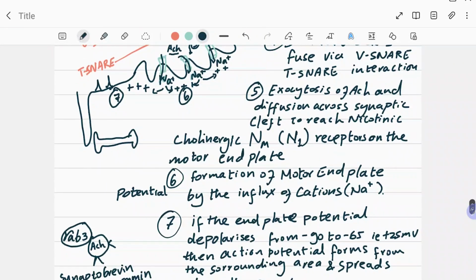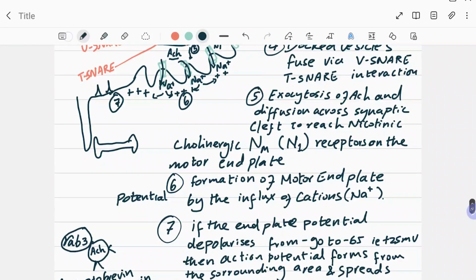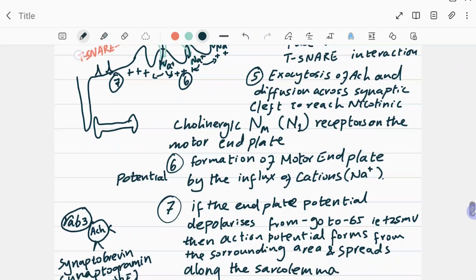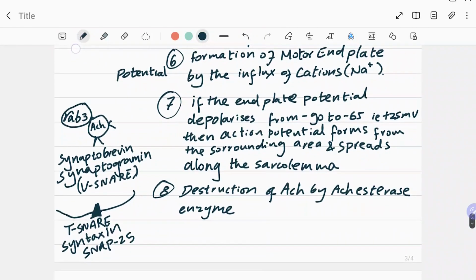If you have released enough acetylcholine and it finds its way to enough channels, then it will cause enough depolarization to take place. If the depolarization goes from a resting membrane potential of minus 90 millivolts towards minus 65, meaning you made the cell more positive by up to 25 millivolts, then you can initiate an action potential which will spread to the surrounding areas and along the sarcolemma down to the T-tubules and cause excitation-contraction coupling, which we will deal with in the next topic.